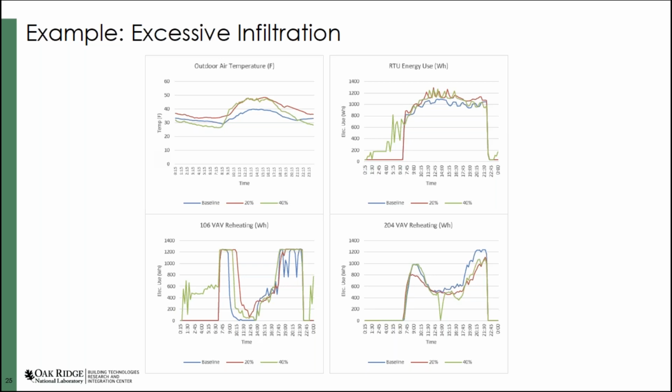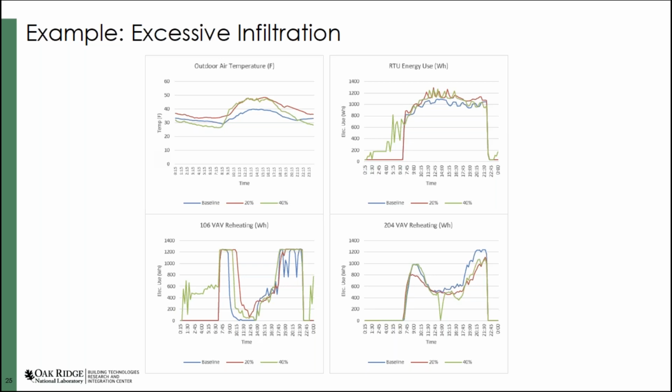But one thing I noticed here is that there is some RTU energy use even during the unoccupied hours, especially for the 40% fault case in the green line. The reason for this can be found in the 2 plots below. These are the reheating energy use for the 2 rooms whose windows were open during the fault test. Due to the excessive outside air infiltration, especially in the 40% case, the room temperature in room 106 can go below the setback thermostat set point temperature, which is 60 degrees Fahrenheit. So the RTU and VAV reheating system should be temporarily kicked on during the unoccupied period to maintain the setback thermostat set point.